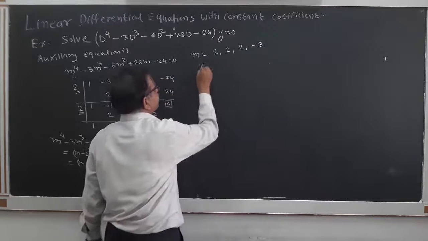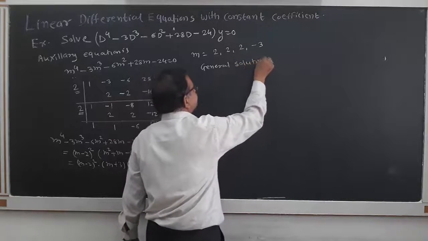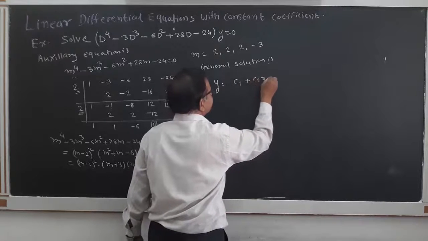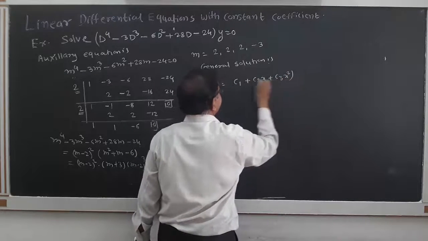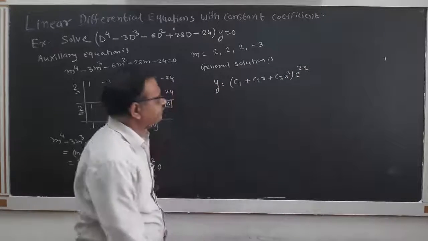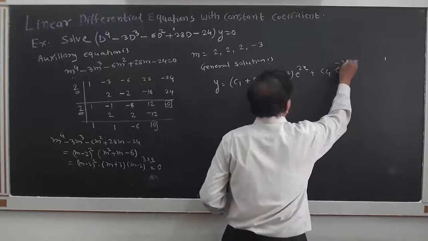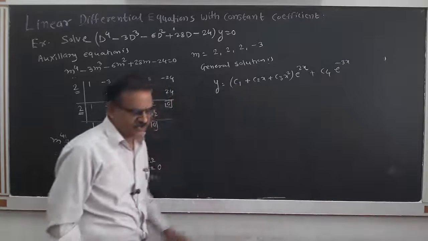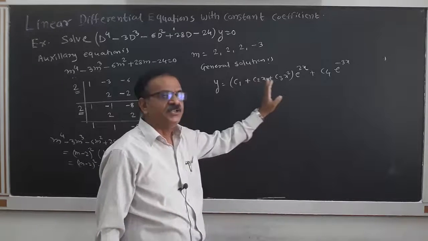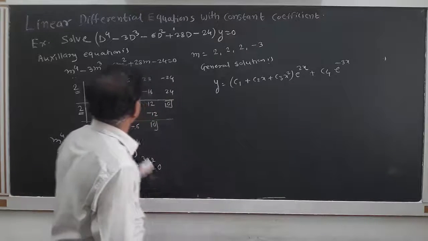Therefore, the general solution is y = (c1 + c2x + c3x²) e^(2x), as 2 is repeated 3 times, plus c4 e^(−3x). −3 is only one factor, it is not repeated. Therefore, the solution is y = (c1 + c2x + c3x²) e^(2x) + c4 e^(−3x).